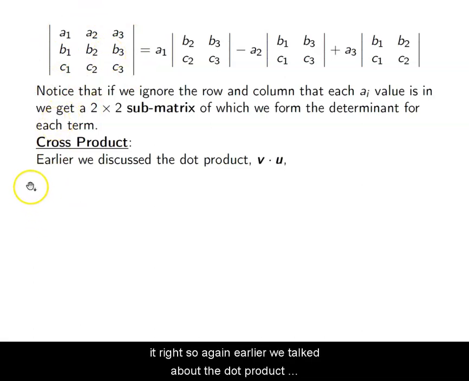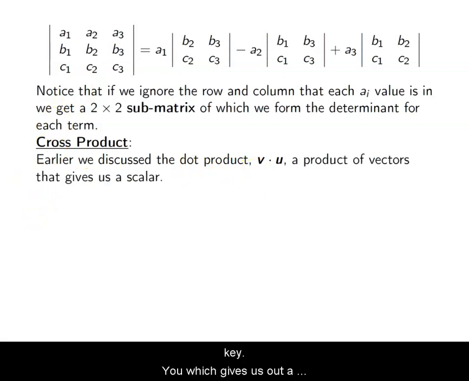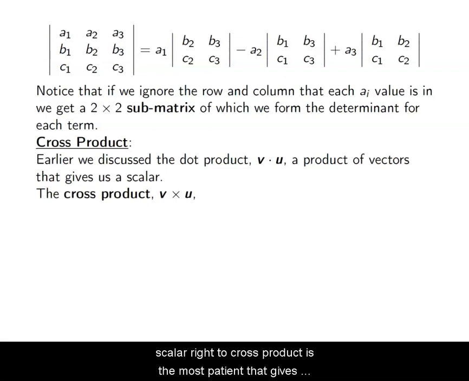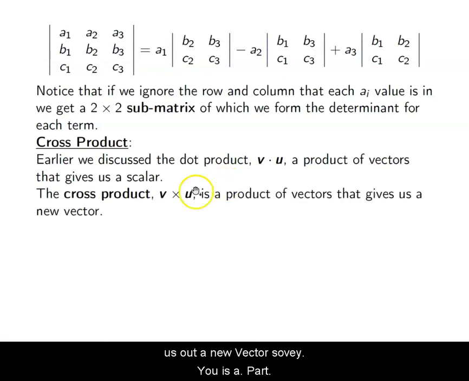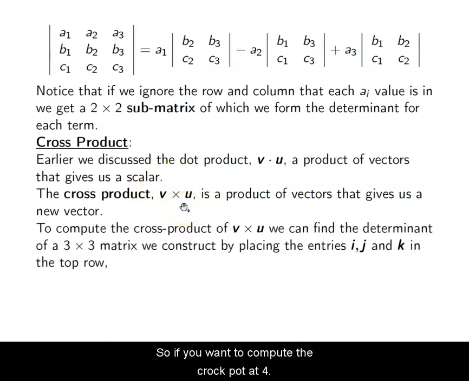Earlier we talked about the dot product, v dot u, which gives us out a scalar. The cross product is a multiplication that gives us out a new vector. The multiplication times symbol, which is not normally an x, is the cross product. When we do the cross product, we do this in 3 dimensions. We take two vectors in 3 dimensions.